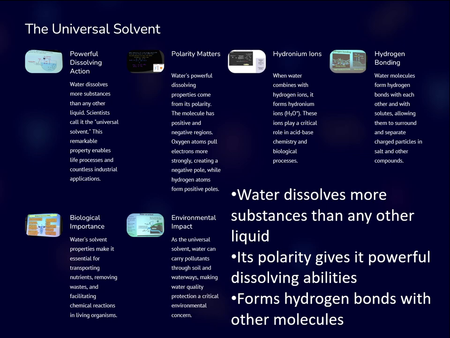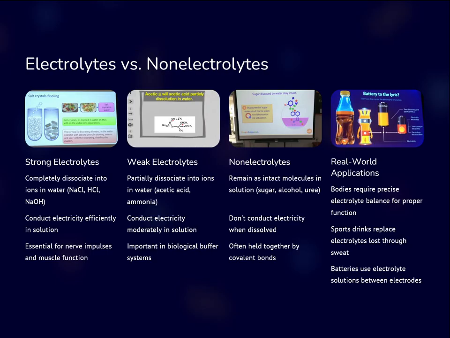Water, in this situation, can surround individual ions or molecules, separating them and allowing them to disperse evenly. This process is helped by hydrogen bonding, which occurs when water molecules form temporary bonds with solute particles. These properties are what make water so crucial in chemical reactions, biological processes, and even environmental systems.